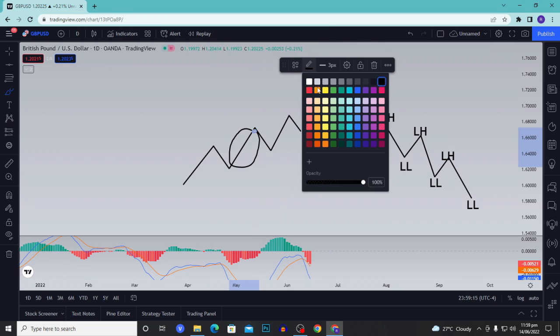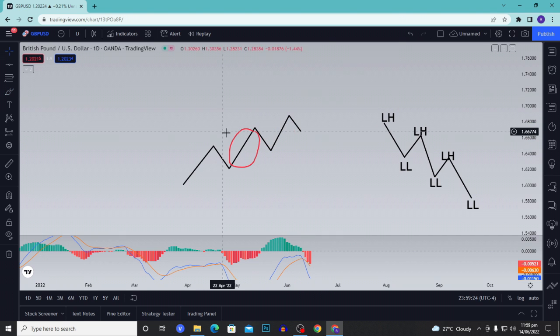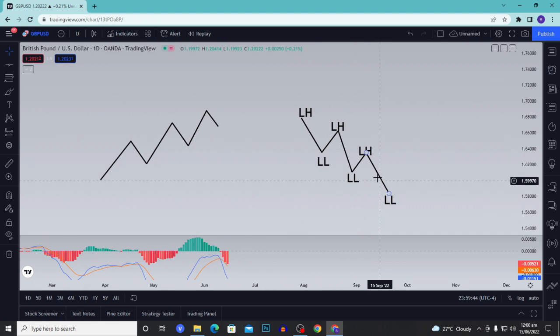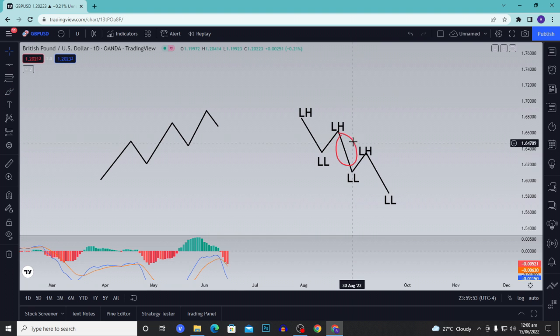I'll make this red. Impulse moves are these big moves that go in the general direction of price. So if price is going down, the impulse moves will be the big moves pushing price down. And if price is going up, the impulse moves will be these big moves that push price up to form the higher highs and the higher lows. And the opposite on the downtrend. The impulse moves will be these big moves here that push price down in the direction of the trend.